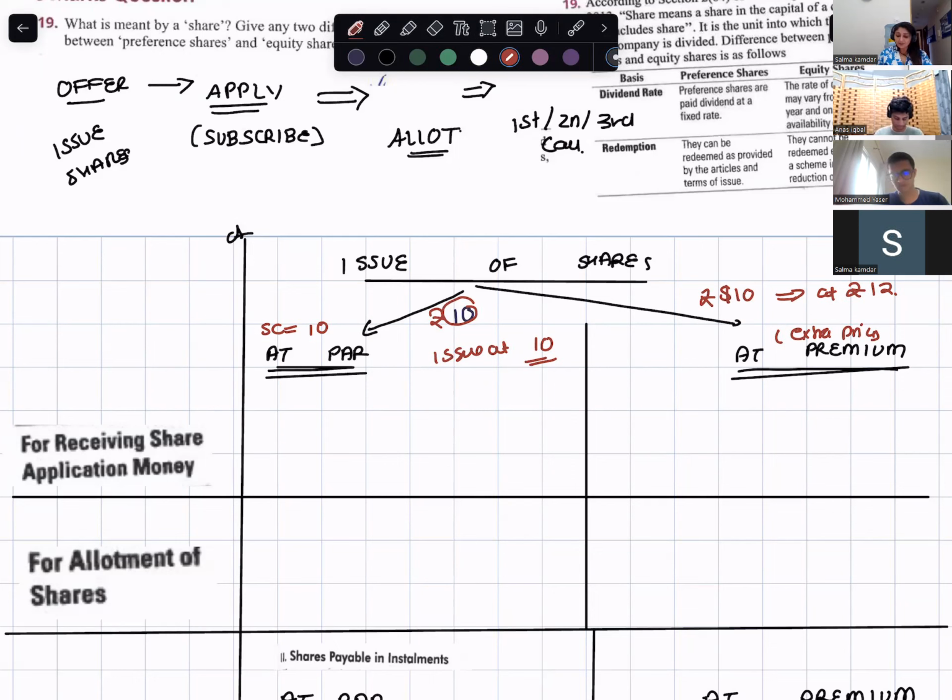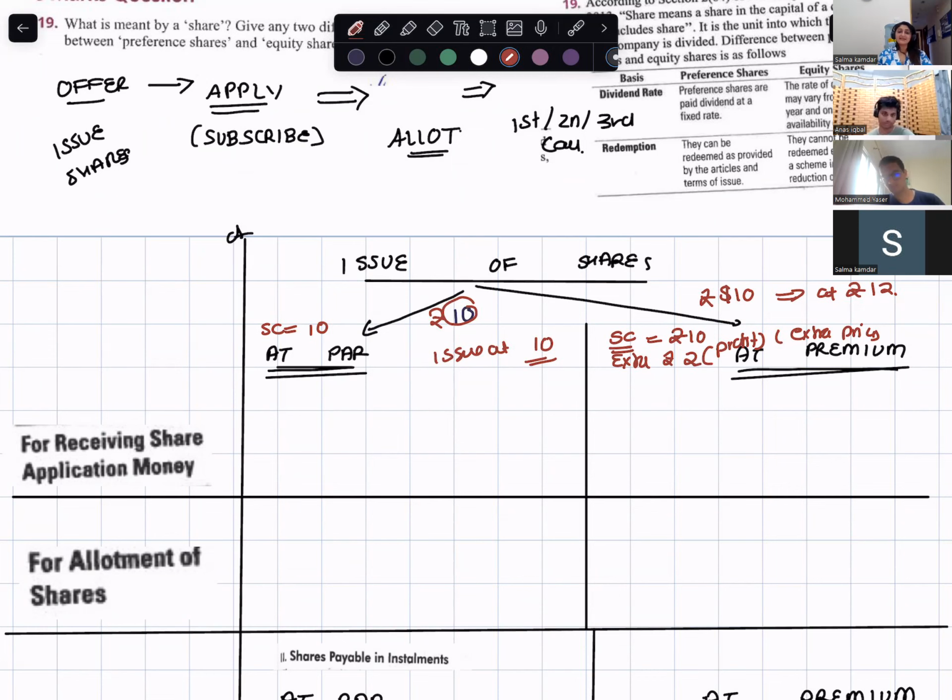Can you tell me what money will go to the share capital? 10 will go to the share capital. So what about that extra $2? It will go to securities premium. This is my profit, which I say is a capital profit, and this will go to my securities premium. Are you with me?